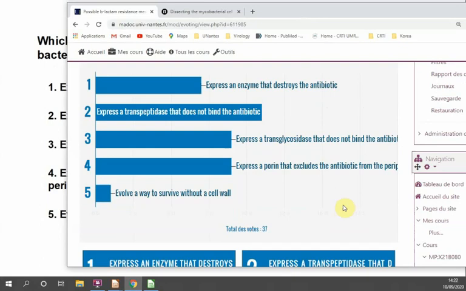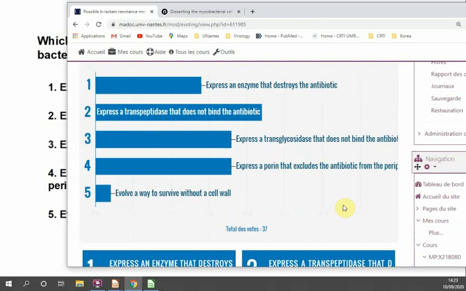Express a transpeptidase that does not bind the antibiotic. Yes, that's also a known resistance mechanism. Definitely in gram-positives, don't know about gram-negatives, probably. 3, express a transglycosidase that does not bind the antibiotic.